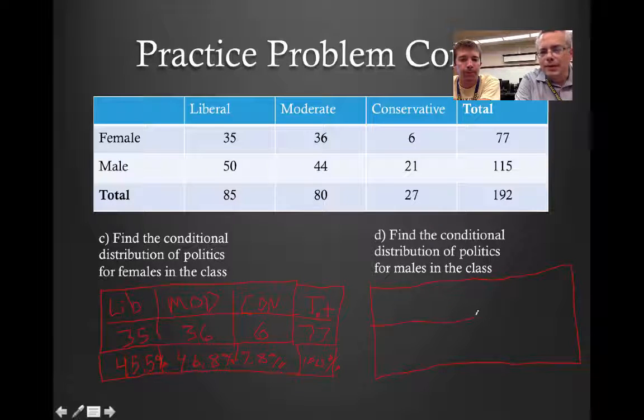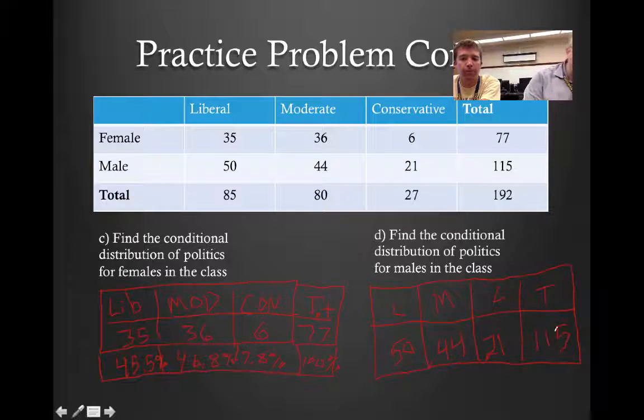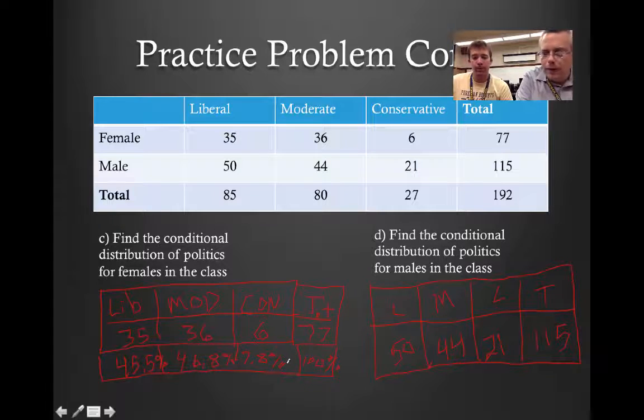So again, this is the distribution of politics, but this time for males. We're only considering the second row this time. Okay. Liberal, moderate, conservative, total. So liberal, we have 50 males, 44, and 21 conservatives. So it's just a matter of knowing where to look. The total is 115.